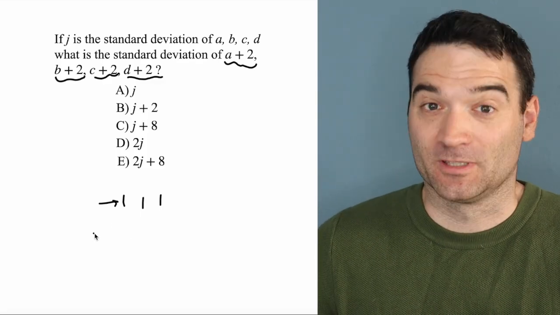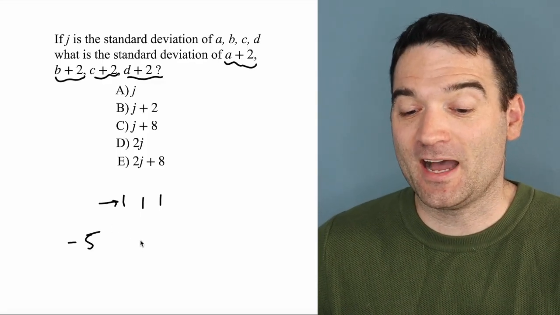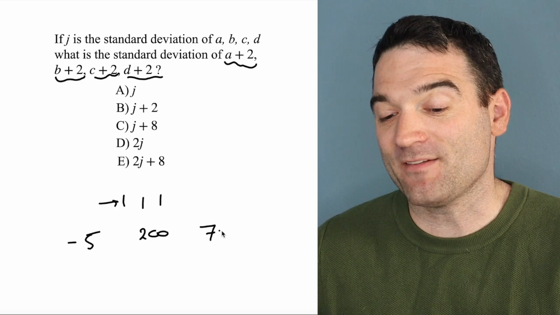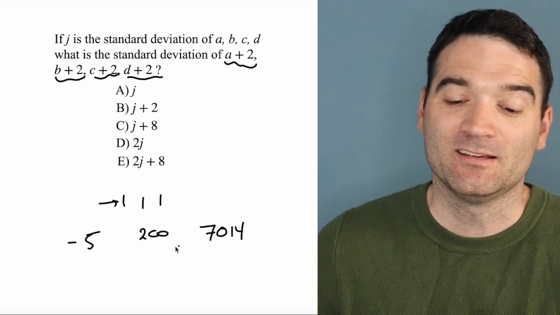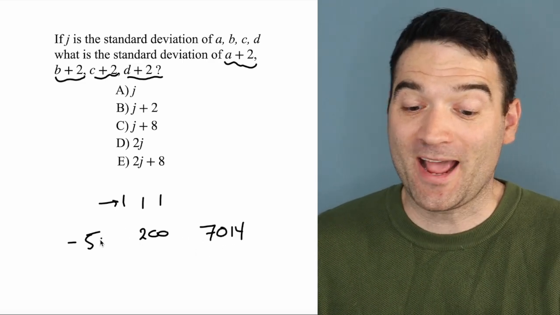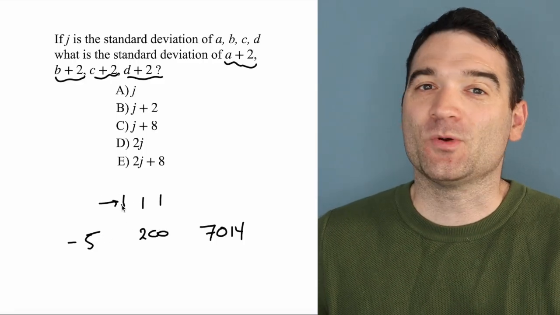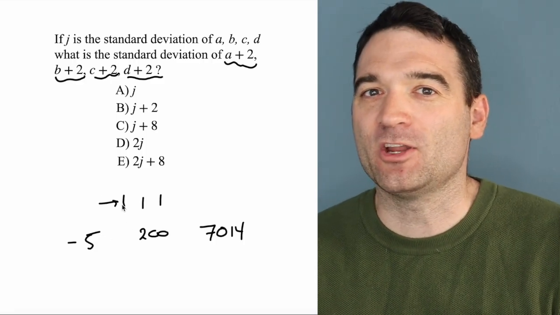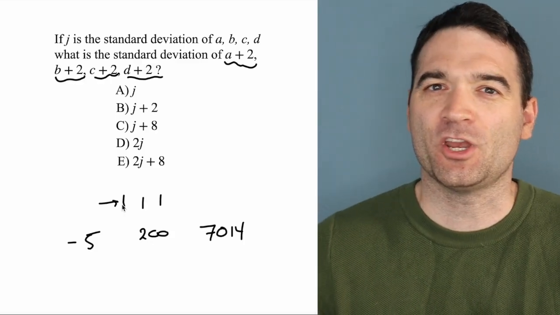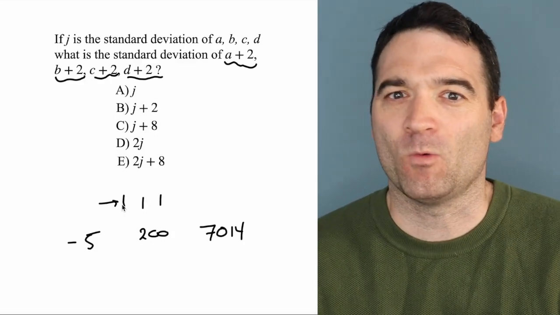But if I take another list of numbers, right? -5, 200, and 7,014, that is much, much more spread out and has a much higher standard deviation than this one. So again, you don't actually have to know how to calculate the standard deviation. You just need to be able to kind of identify what it is.